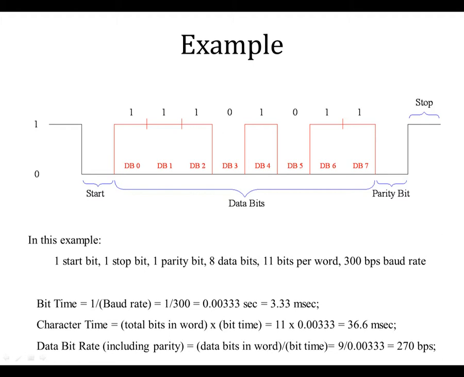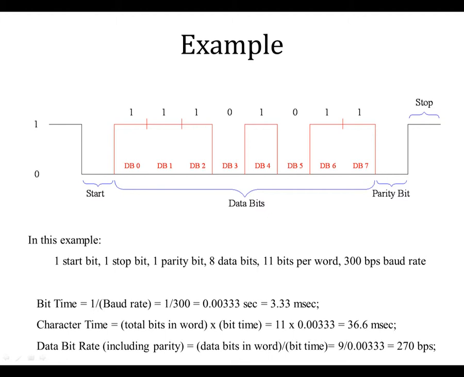Now look at this. We use the total bits in the word. This is called the word, the whole data with the start, stop, and all the bits. That's called the character. So the total bits are 11, and the bit time you already calculated, so you know how much time you need to send one bit. If you multiply that by 11, you will know exactly the character time, that means the time you need to send the whole thing.